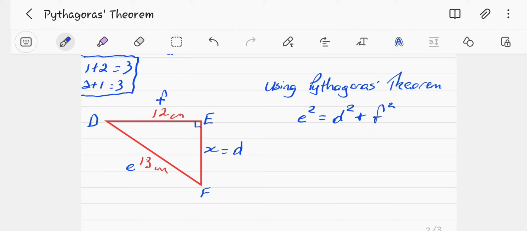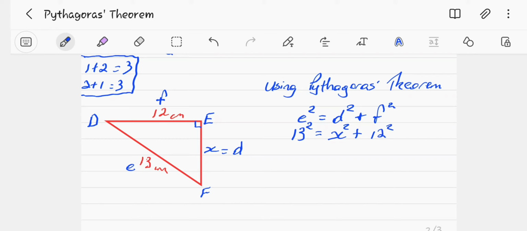So we've written out what our Pythagoras' theorem will look like in this example. Now we are going to fill in the information that we know to find the information that we want. We know that e is our hypotenuse, which is 13 in this case. So it's going to be 13 squared, that's equal to d squared. D in this case is x, so we'll say x squared plus 12 squared, which is what f is equal to.